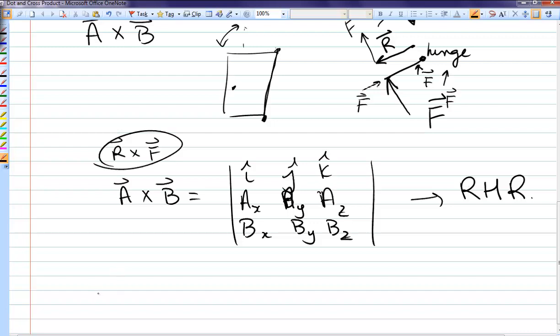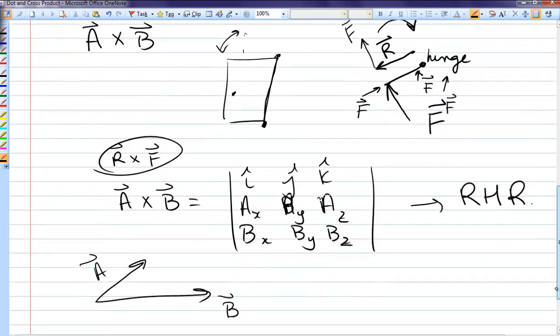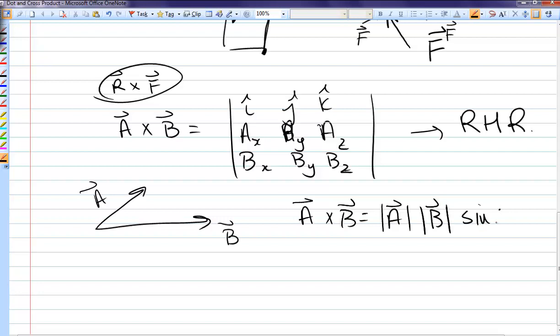But the geometric interpretation, like what does it mean when you have two vectors, A and B, and you cross them? What does that have to do with this picture? Well, the magnitude of a cross product is the magnitude of A, magnitude of B, times the sine of the angle between the vectors. So what does that mean?